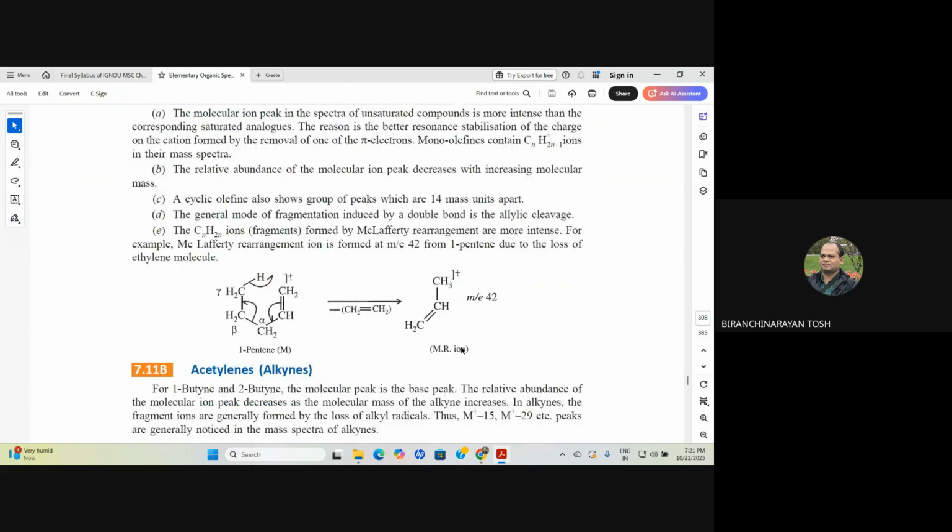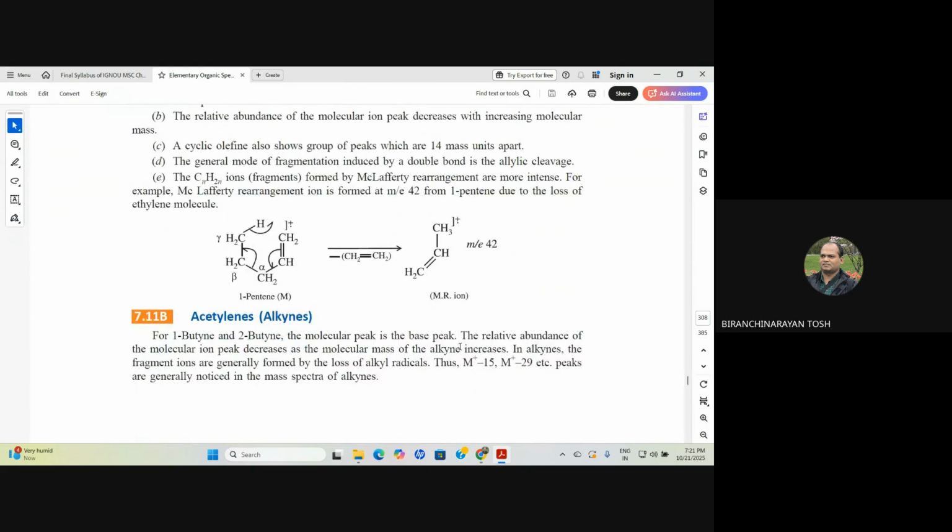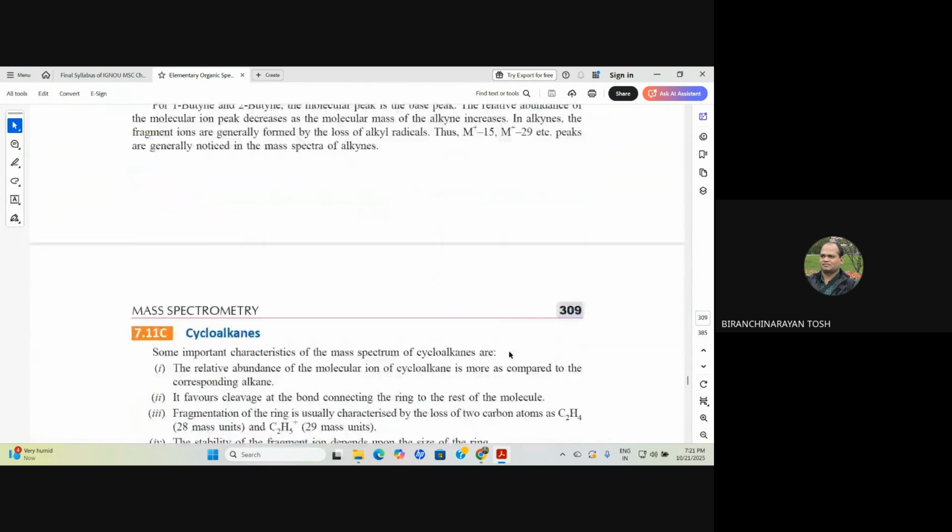So now we go for acetylenes or alkynes. For 1-butyne or 2-butyne, the molecular peak is the base peak. The relative abundance of molecular peaks decreases as the molecular mass of the alkyne increases. Same thing that we are seeing. Now moving to cycloalkanes.